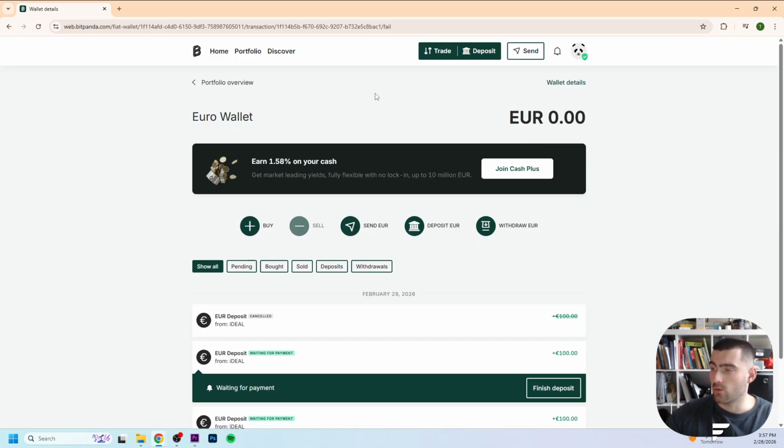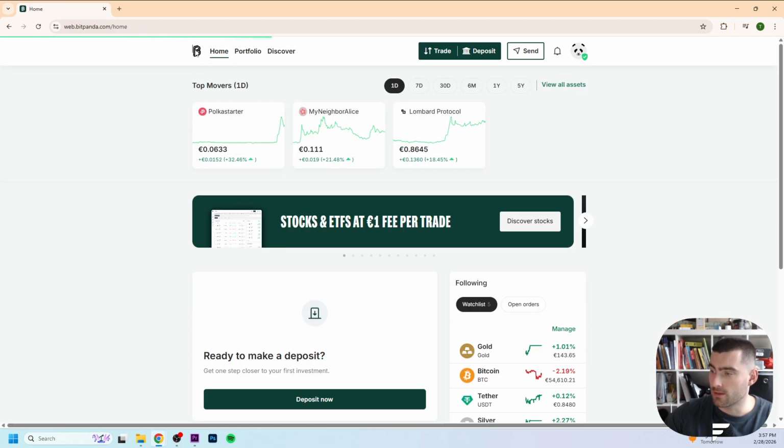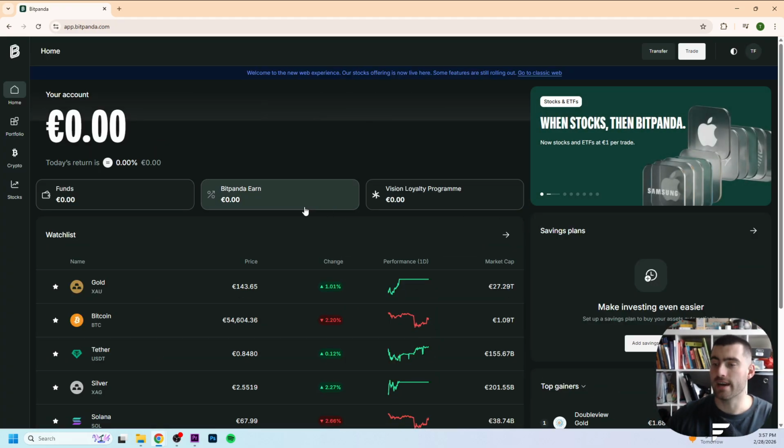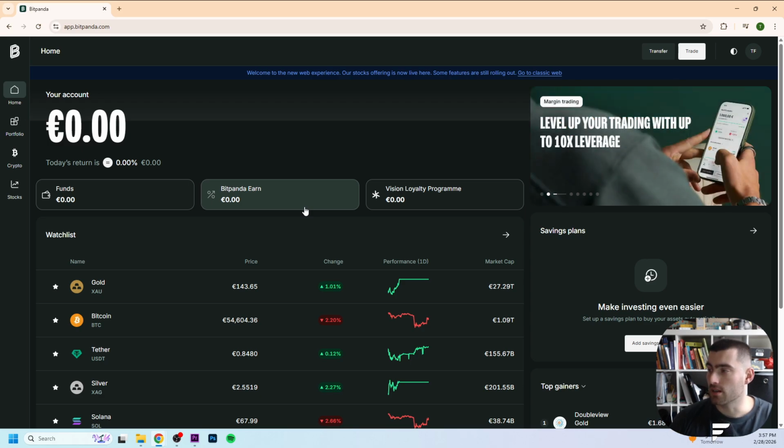Once you put money on your account, we can start trading. What I like to do is click on Bitpanda, because I want to use this nice trading page. So we click on discover stocks, and now we have the page that I like the most, because from here we can create ourselves a position.